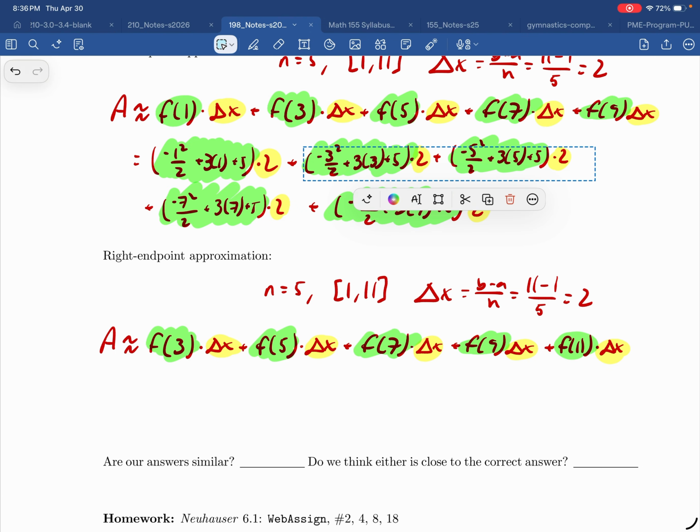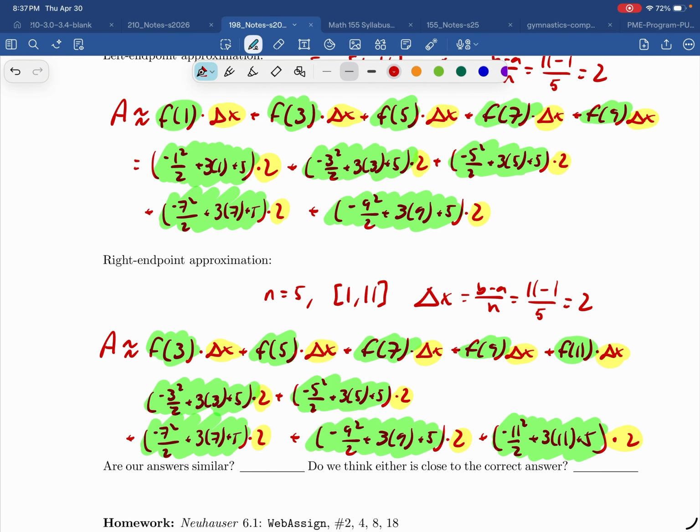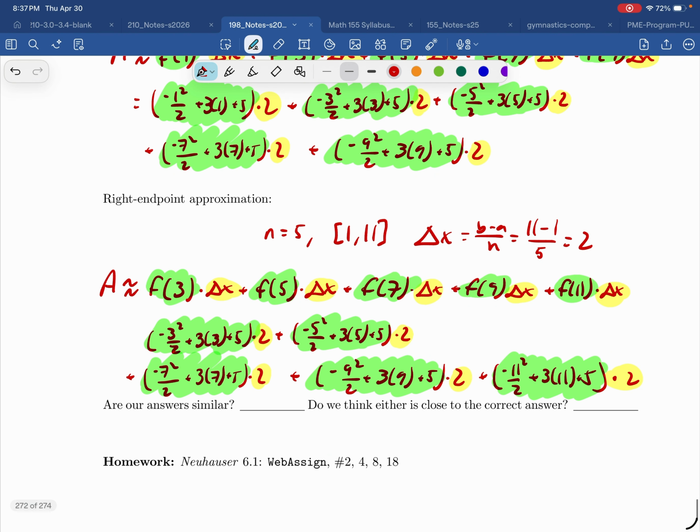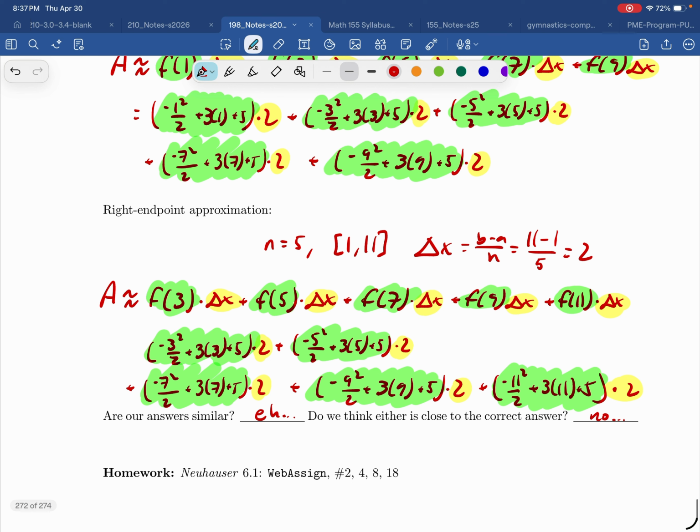Are our answers similar? Not really. Do we think either is close to the correct answer? Not really. So we've got a ways to go in order to figure out how to truly get the area under the curve. But for right now, this is a good approximation. And remember, the more rectangles, the better the approximation.